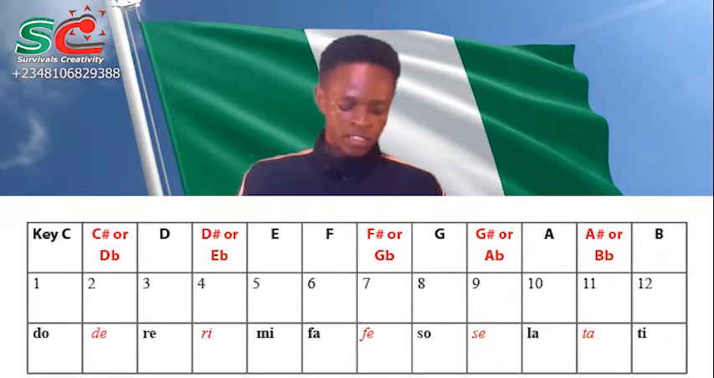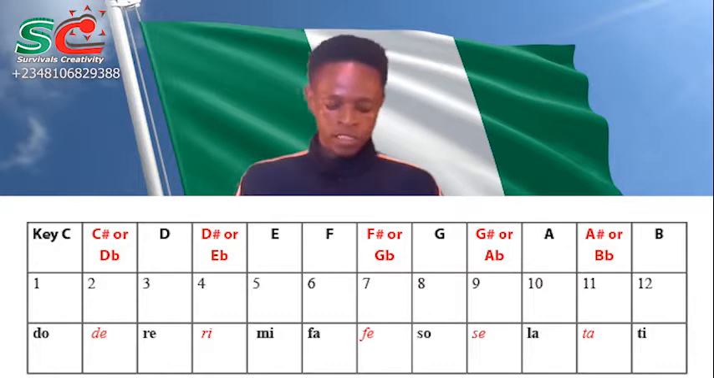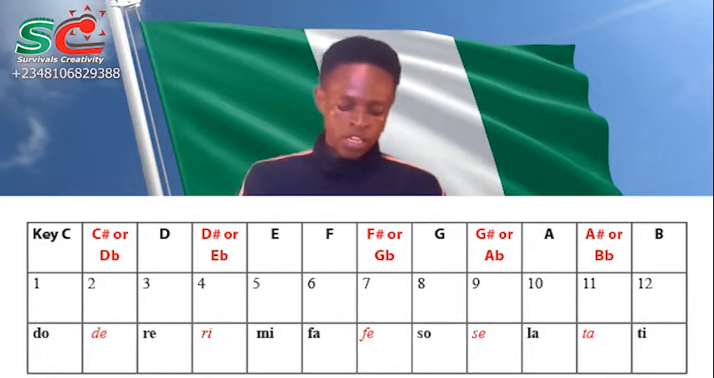I'll take it again. C, C sharp or D flat, D, D sharp or E flat, E, F, F sharp or G flat, G, G sharp or A flat, A sharp or B flat, then B. After writing it like this, you number it.